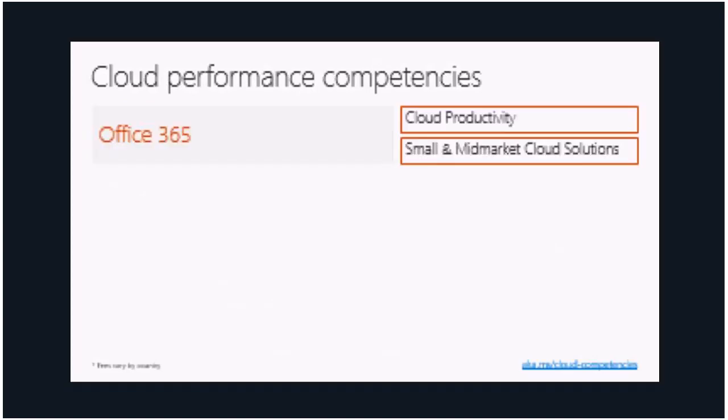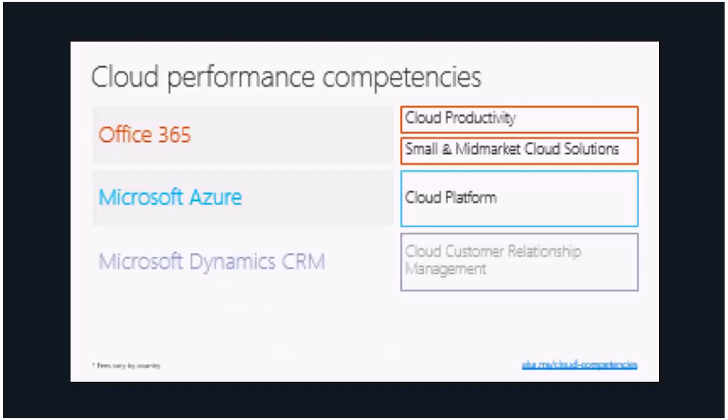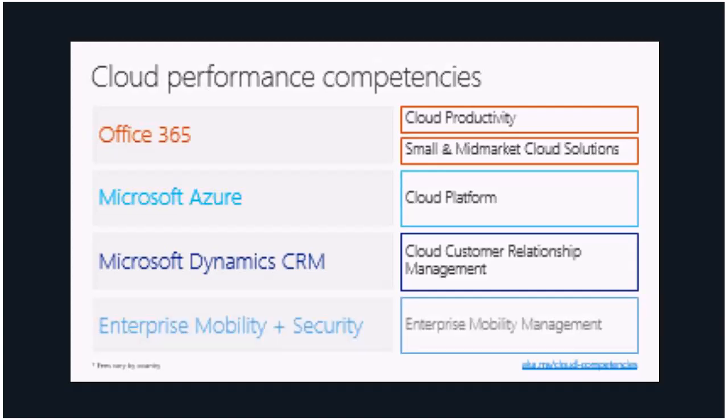As I said, there are 5 cloud performance competencies. Around Office 365, there's cloud productivity and small and mid-market cloud solutions. Around Microsoft Azure, there is the cloud platform competency. Around Microsoft Dynamics CRM, there's the cloud customer relationship management competency. And around enterprise mobility and security, there's the enterprise mobility and management competency.